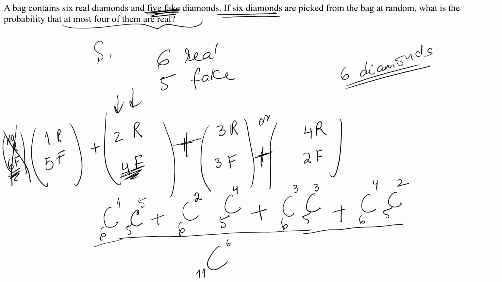Write it in the calculator all together and just get the answer. But don't forget to put the multiplication sign between the combinations.